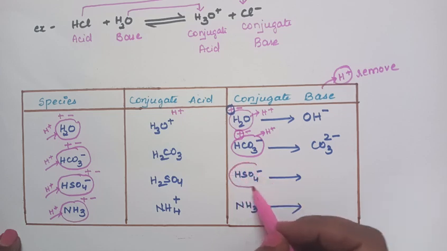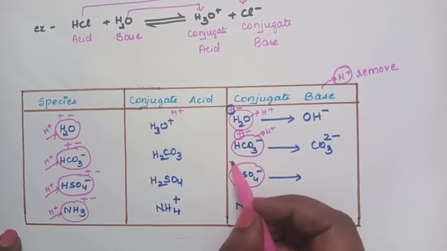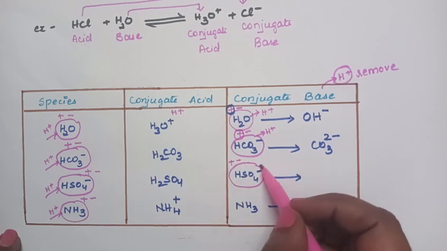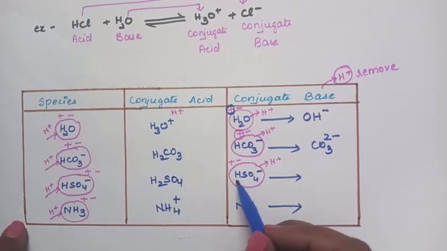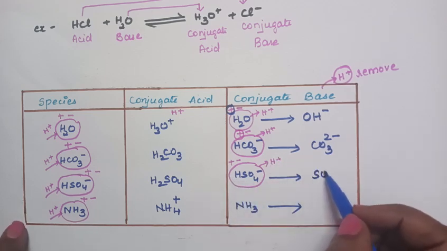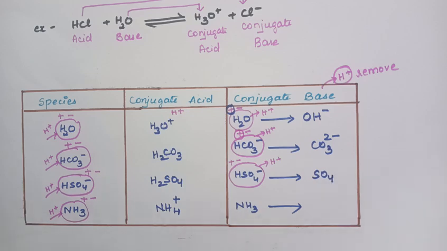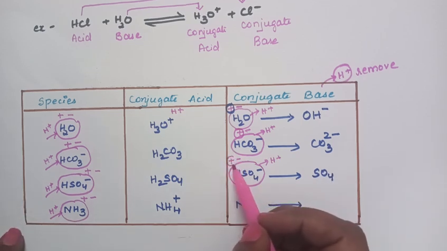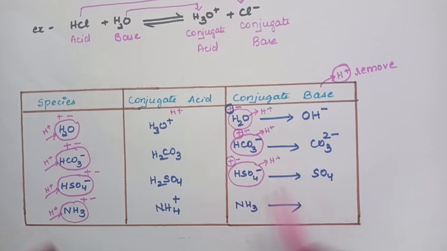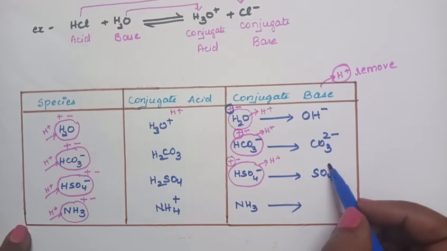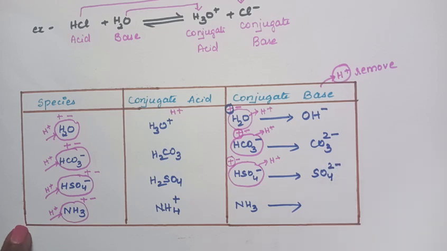Next example, write plus sign and minus sign. Now you are removing H plus. After you remove hydrogen, remaining is SO4. The sign, if you see, this plus sign you have removed. What else is remaining? Minus and minus. So 2 minus is remaining. So it is SO4 2 minus.